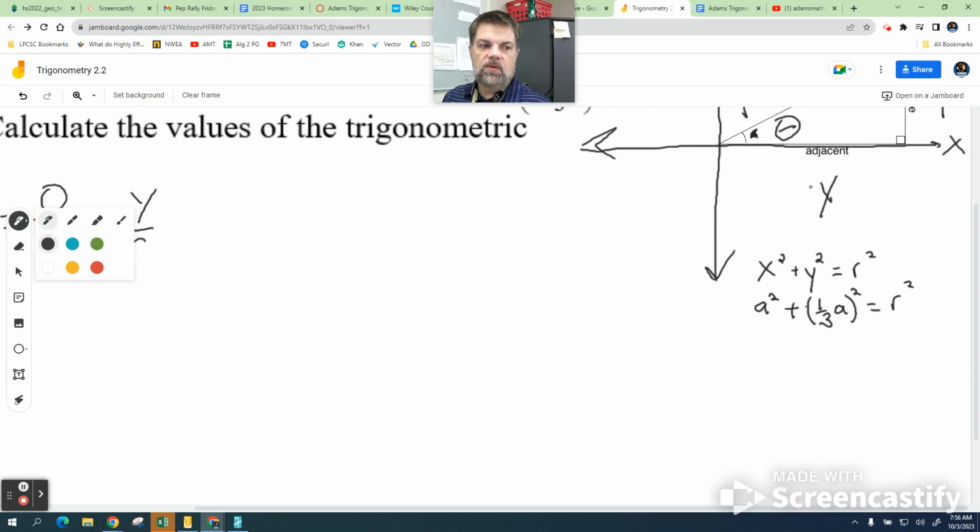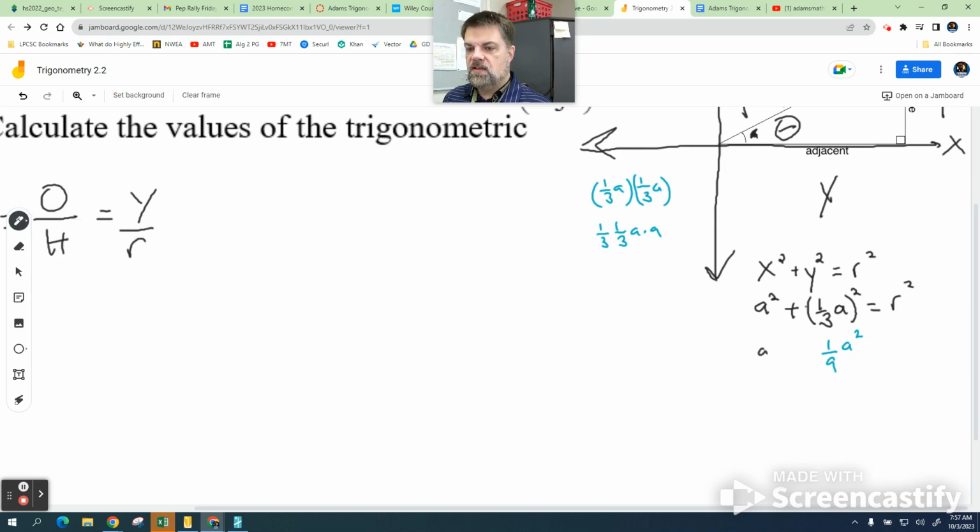But on a side note, and I'll write this down kind of small over here, I'm going to say that (1/3 a) squared is the same as 1/3 a times 1/3 a, right? So when I rearrange this and I say 1/3 times 1/3 times a squared, this whole thing becomes 1/9 a squared. And this is just a squared.